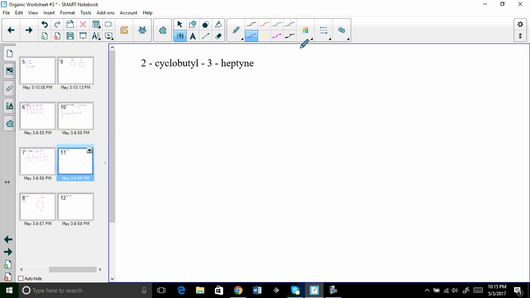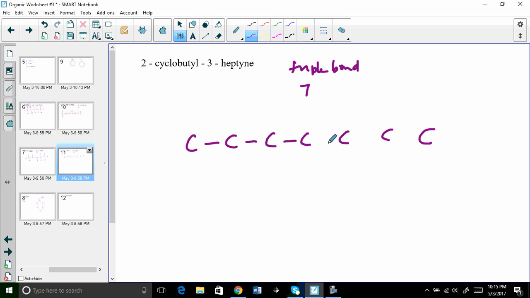Okay, this one, backwards. YNE means triple bond. Hept means 7, and 3 means this triple bond is at 3. So I'm going to go hept: 1, 2, 3, 4, 5, 6, 7. 6 bonding sites: 1, 2, 3, 4, 5, 6. There is a triple bond in bonding site 3. 1, 2, 3. Boom, boom.